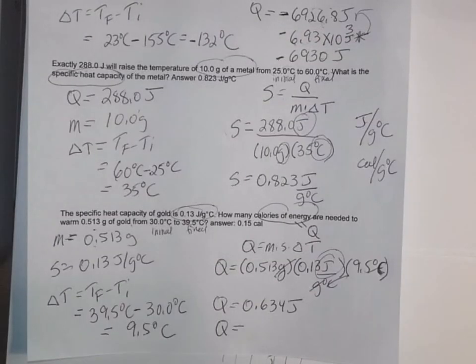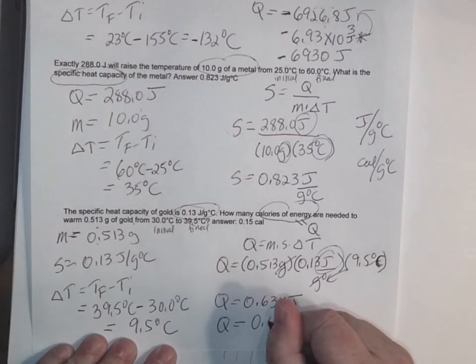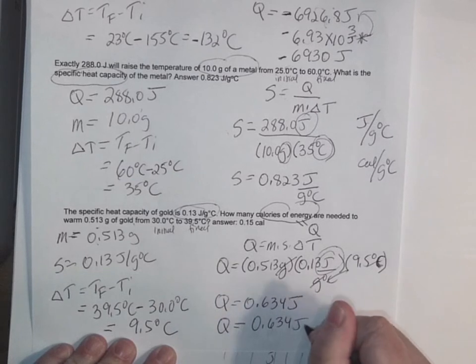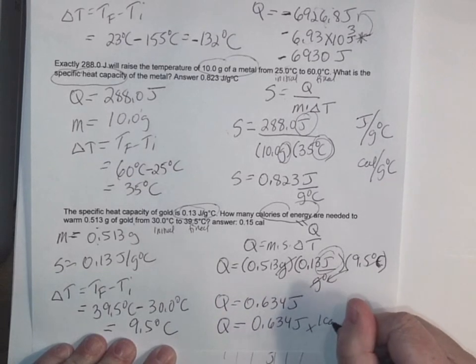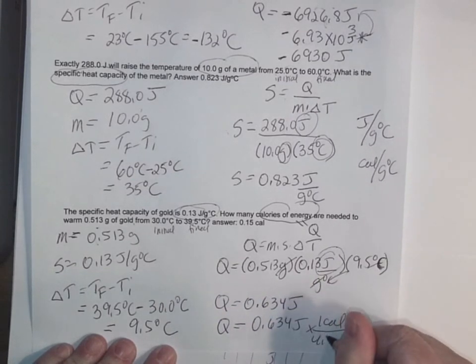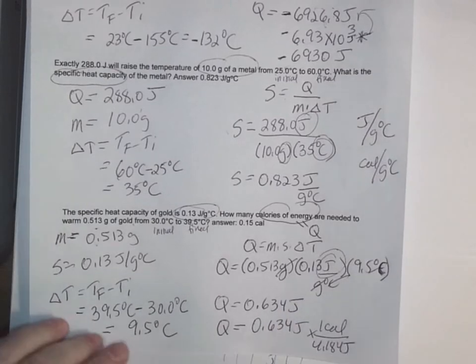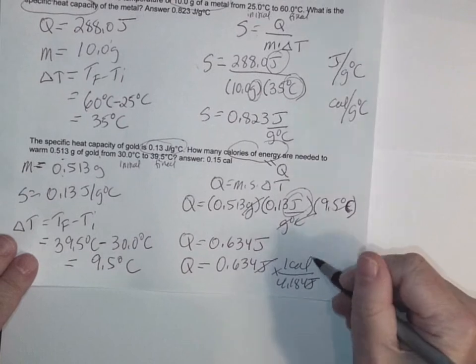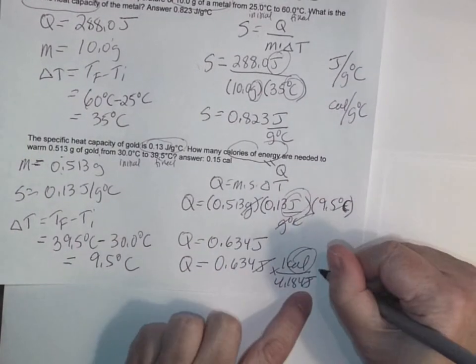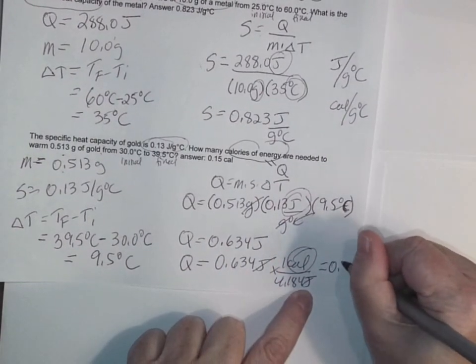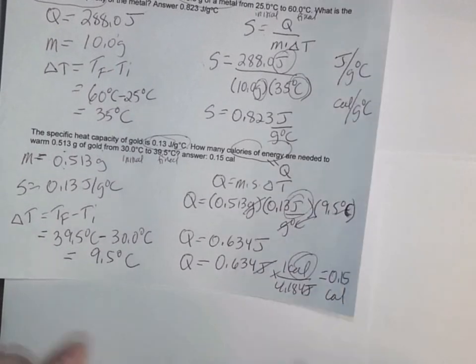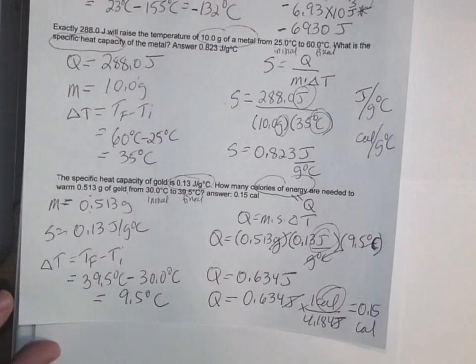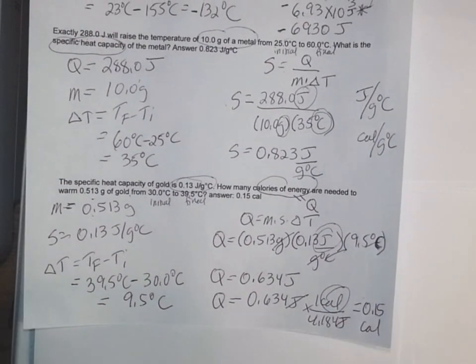Okay? So I'm going to take one of those, 0.634 joules times 1 calorie is equal to 4.184 joules. All right? And then I'm going to cancel those out. So now that I'm in calories, and it's 0.15 calories. And there you go. Hope everyone did well. I hope that you're showing all the proper steps.